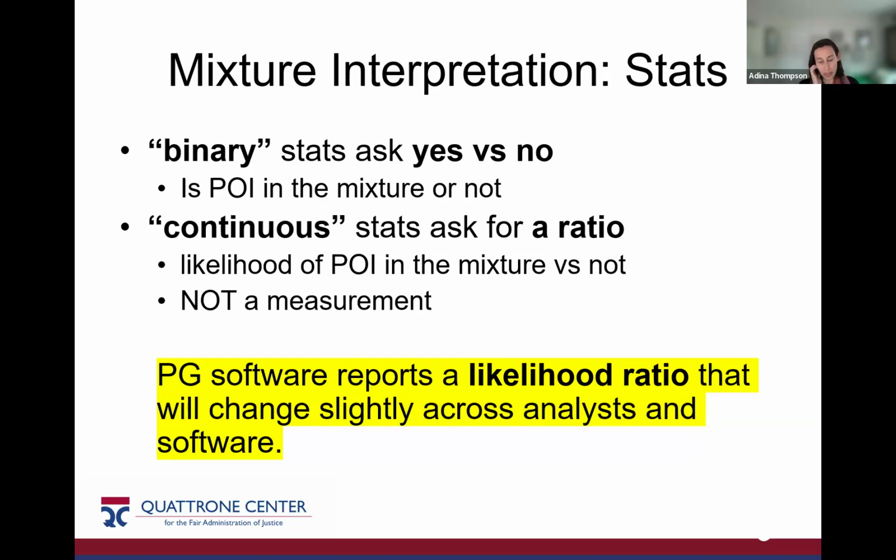And probabilistic genotyping software, most programs, report a likelihood ratio, and it's continuous, meaning they're taking this other information into account in the analysis. And the thing to remember about a continuous likelihood ratio is it's not one number. There's not a single correct likelihood ratio. If you have different analysts using different software, asking different questions, your likelihood ratio may change. So that's something to remember: you're not getting a single yes or no answer, you're getting a continuum.